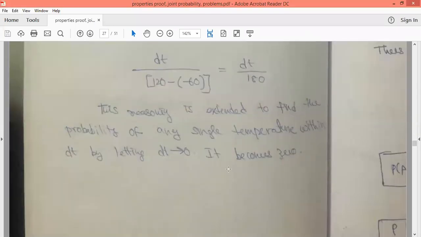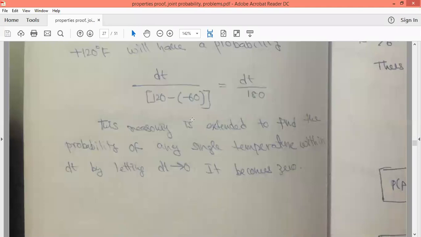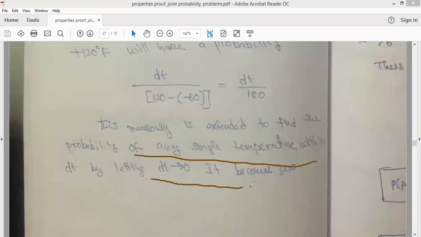Now for example, if you want to find out the probability of any single temperature, in that case the probability will be 0. Because what is this? It is a continuous sample space. The range of this value will be infinity. If you take only a single value, then dT, the change, becomes 0. The change in the temperature becomes 0. So the probability will become 0. Okay.